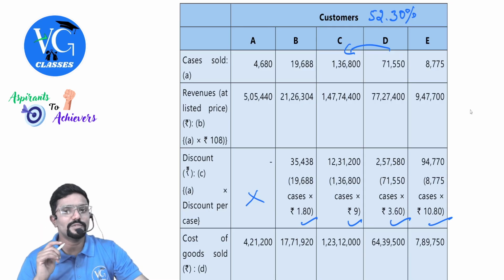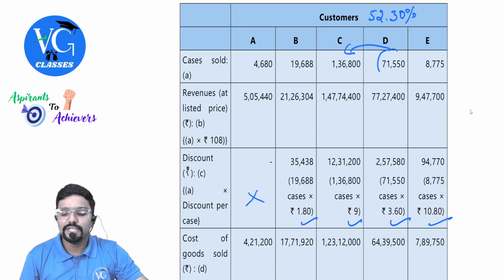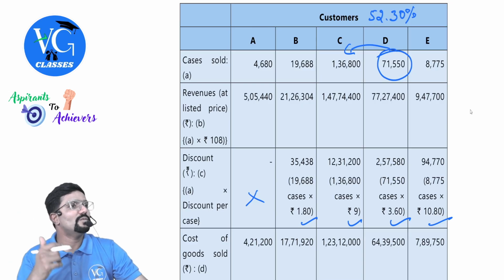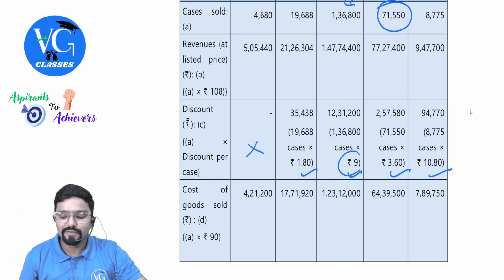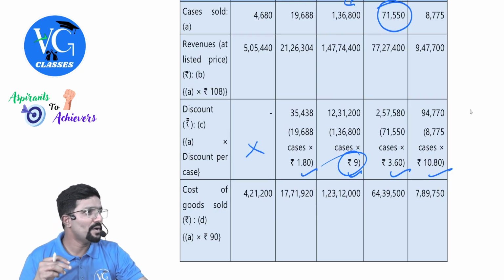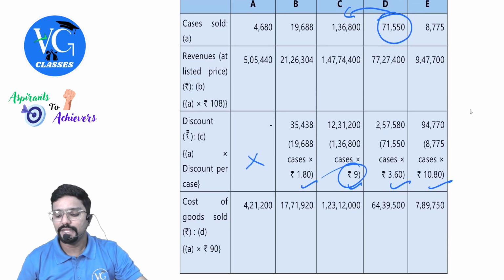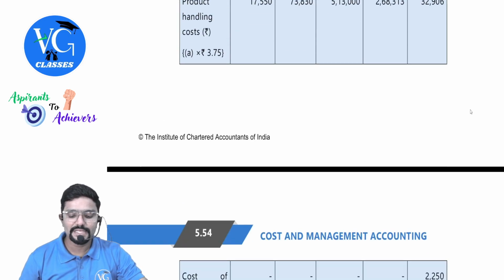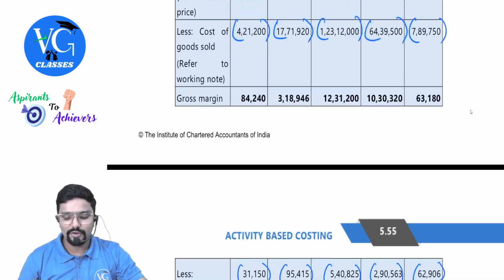52.30. Now you can observe, quantity wise, what we have sold to D is just 52% of C, but the profit of D is more. Why, sir? Because for C we have given a discount of 9 rupees per case, whereas for D we have given only 3.60. So that is why D is contributing more in profit for us.